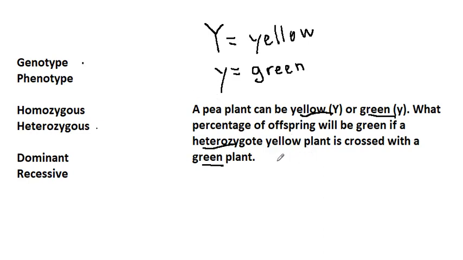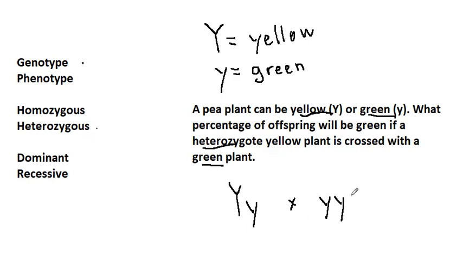Now we want to cross a heterozygote, which is two different letters. So a capital Y and a lowercase y are different letters. One's capital, one's lowercase. With a green plant. A green, the only way it can be green is if it's two lowercase letters. So a yellow heterozygote, and a green, which is a homozygous recessive.